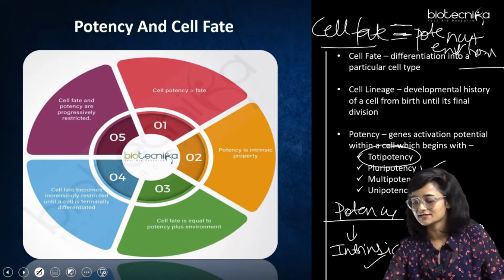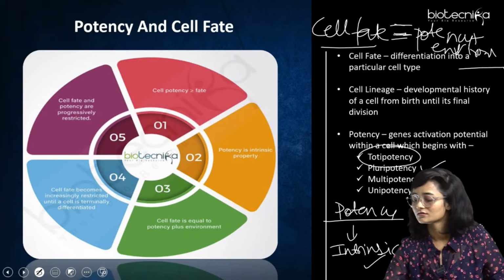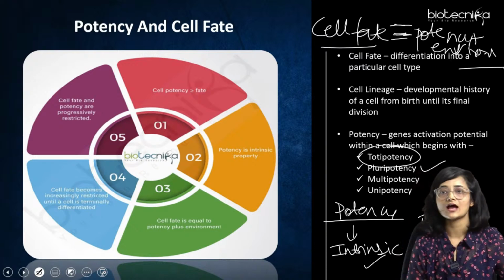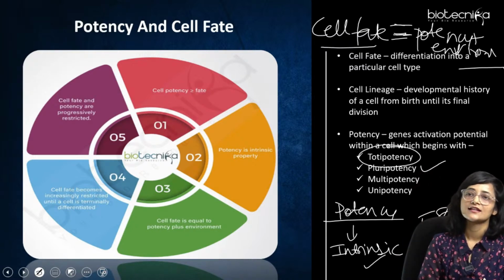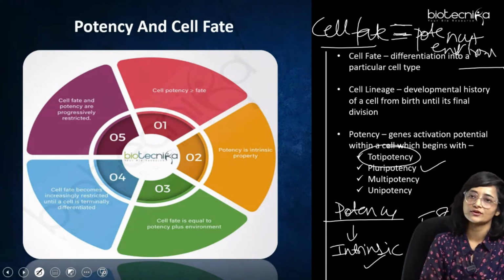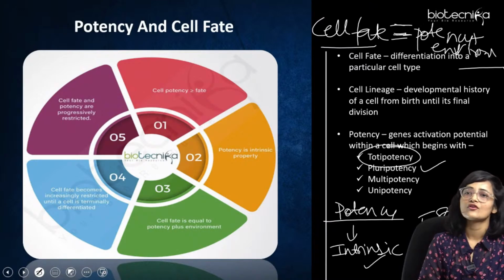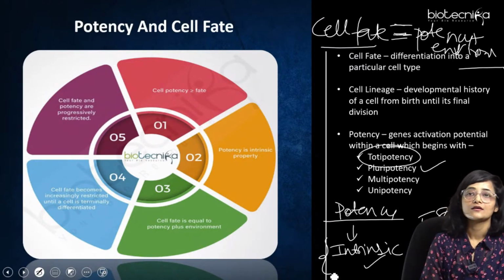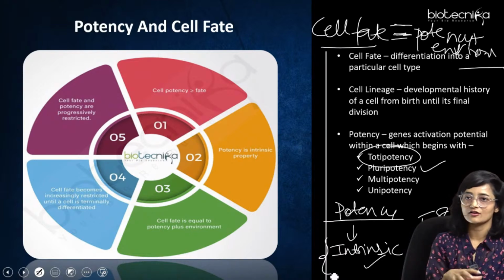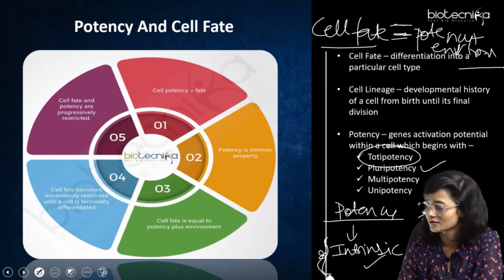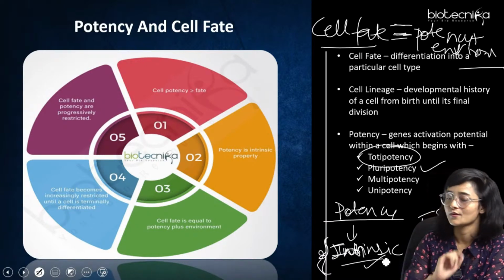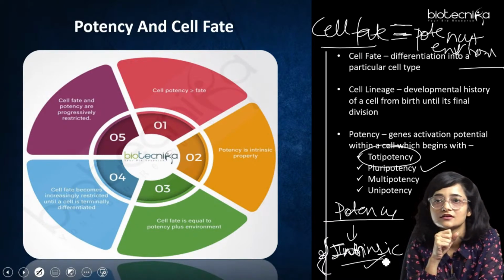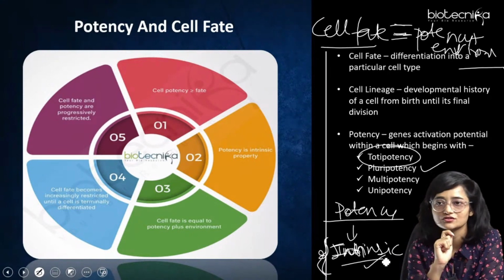And pluripotency is basically that there is a limited potential, like you can see in ESCs, the embryonic stem cells, right? These embryonic stem cells are considered pluripotent cells because they are capable of forming any kind of cell. So totipotency, you understood, right?